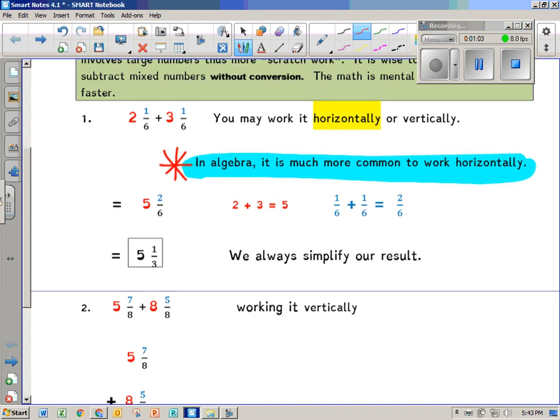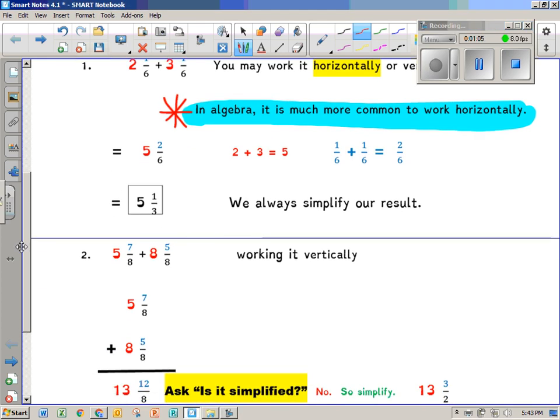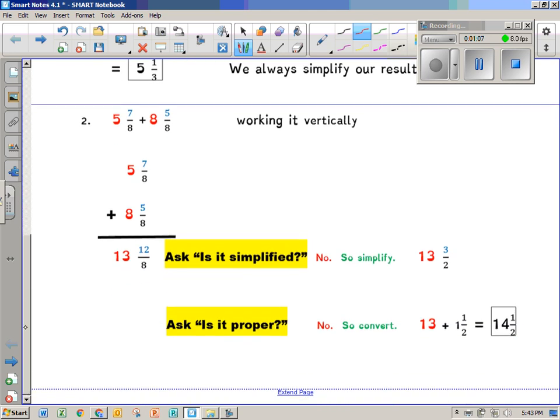So you've read through this first one. I worked it two ways. Just wanted to point out this part at the bottom. You should be recognizing why you can't stop right here with 13 and 12 eighths. 12 eighths is improper. So since it's improper, my suggestion is first, instead of dividing 8 into 12, initially it's easiest if you look for a common factor and then simplify. So that's why I say ask if it's simplified.